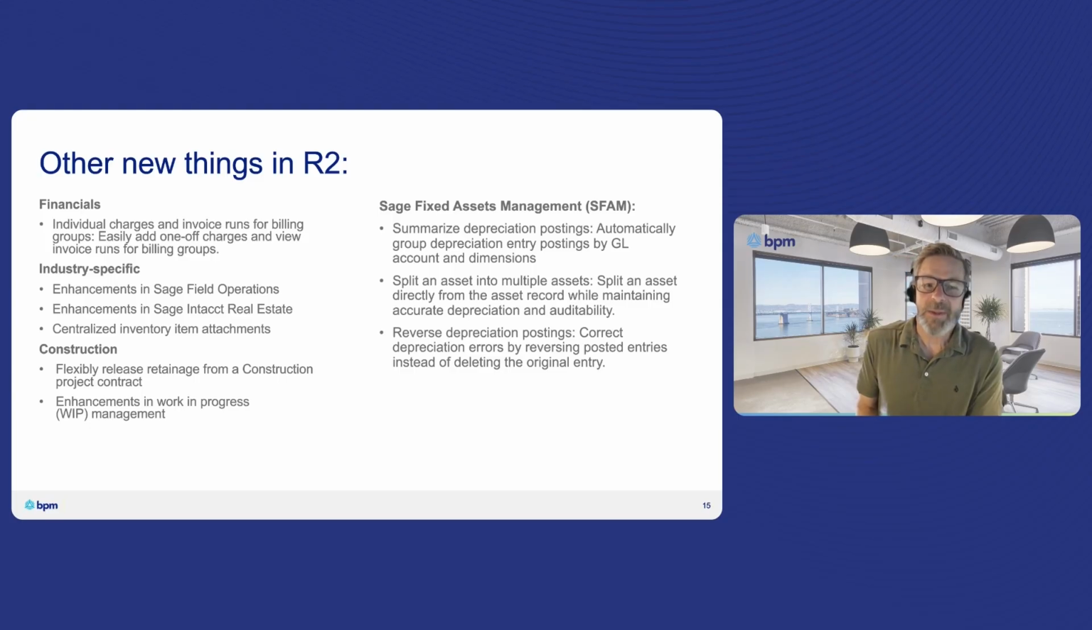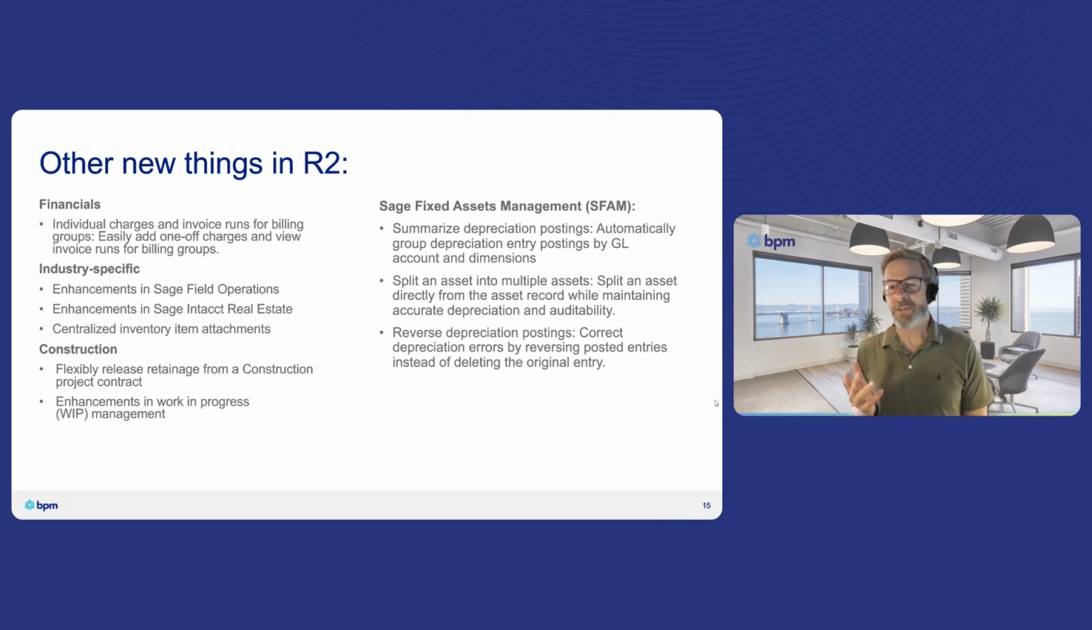There's industry-specific improvements in the field operations module in Sage Intacct Real Estate, which is something that we're getting a lot of traction with here at BPM. Centralized inventory item attachments so that if you're an inventory-based company, you have one source of truth for pictures and specs on your inventory items. Some good stuff in construction with flexible release of retainage and enhancements in the WIP management. So a lot of good stuff in release 2.